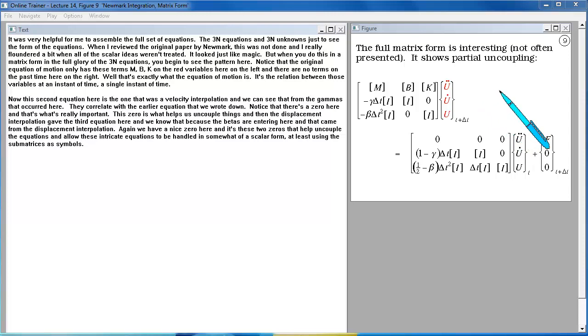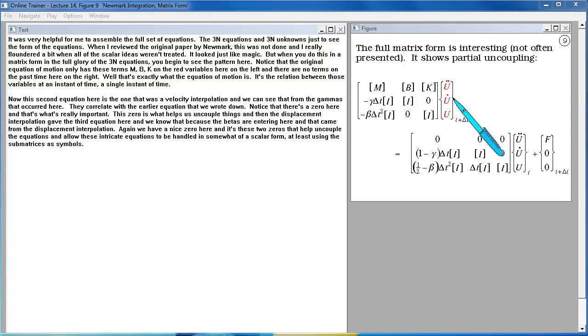Notice that the original equation of motion only has these terms m, b, k on the red variables here on the left, and there are no terms on the past time here on the right. Well, that's exactly what the equation of motion is. It's the relation between those variables at an instant of time, a single instant of time.